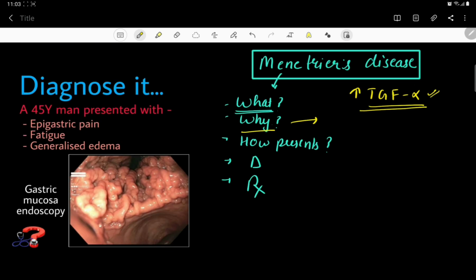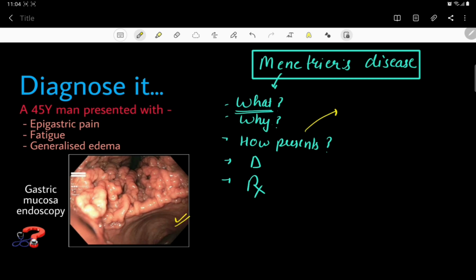Due to this increased level of TGF alpha, one more thing can also occur, as this is a kind of carcinogenic molecule that leads to the development of cancers due to the overexpression of the Ki-67 antigen over the cells. So that is why this disease is also a pre-malignant disease and leads to the development of adenocarcinoma of the GIT, mostly of the proximal part of the stomach.